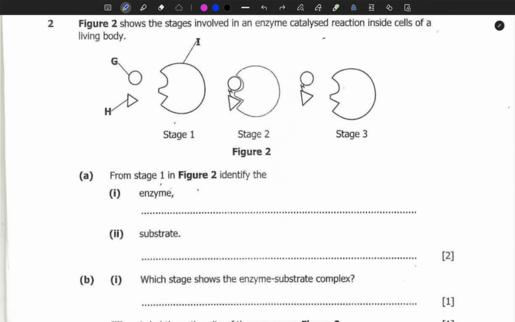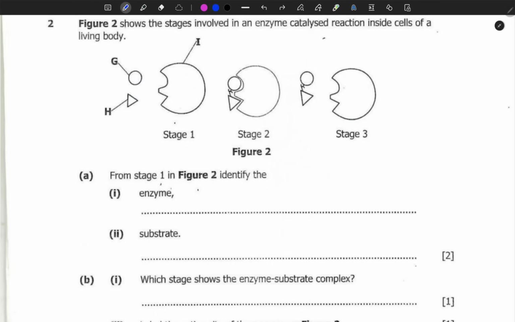So how do you identify the enzyme? Your focus should not only be on stage 1. You need to look at the first stage and the final stage to help you identify the enzyme. So the substance that didn't change its shape from stage 1 up to stage 3 is the enzyme. So if you look at this I and this I, it never changed.